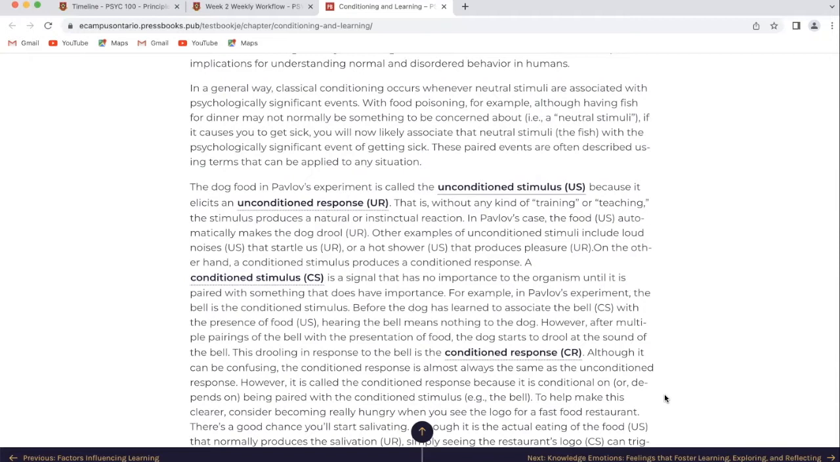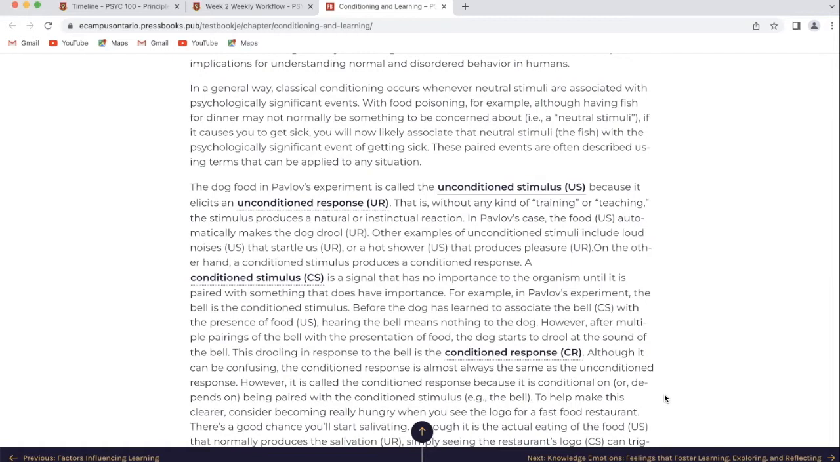These paired events are often described using terms that can be applied to any situation. The dog food in Pavlov's experiment is called the unconditioned stimulus because it elicits an unconditioned response. That is, without any kind of training or teaching, the stimulus produces a natural or instinctual reaction. In Pavlov's case, the food, the unconditioned stimulus, automatically makes the dog drool, the response.